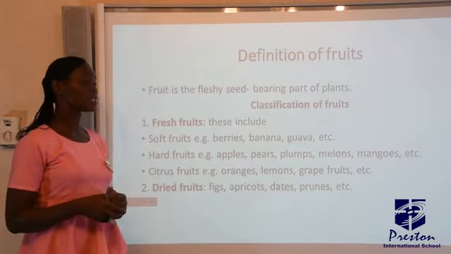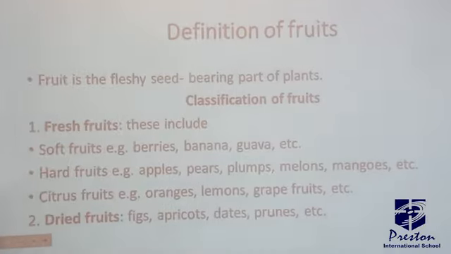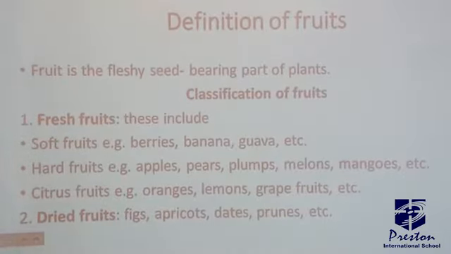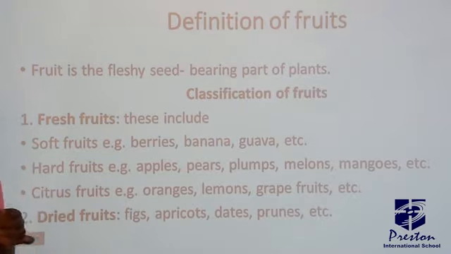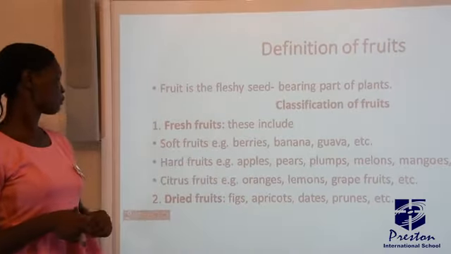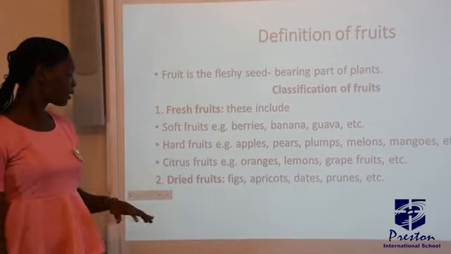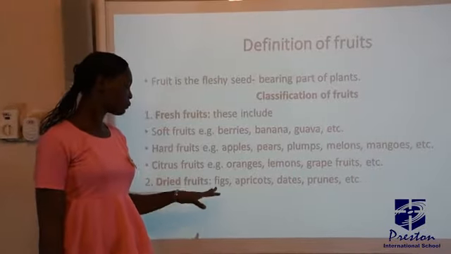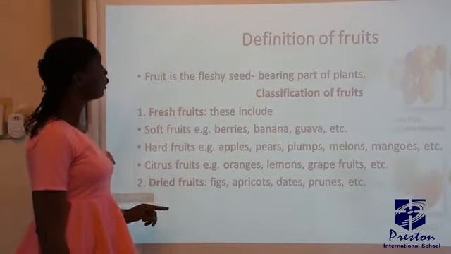Fruit is a fleshy seed-bearing part of plants. Classifications of fruits. Fruits are classified majorly into two. We have fresh fruits and we have dried fruits. Under fresh fruits, we have soft fruits, hard fruits, citrus fruits, and other dry fruits. Examples are figs, apricot, date, and prunes.